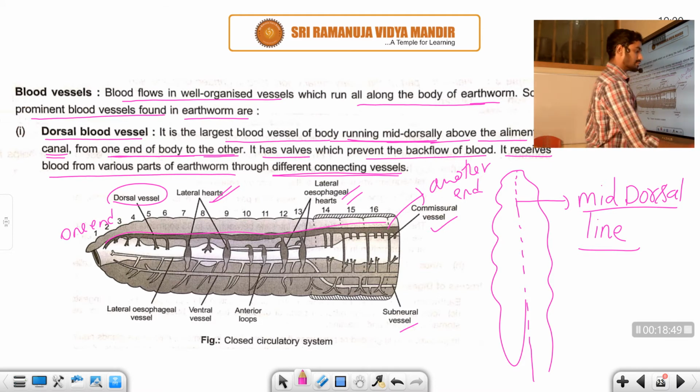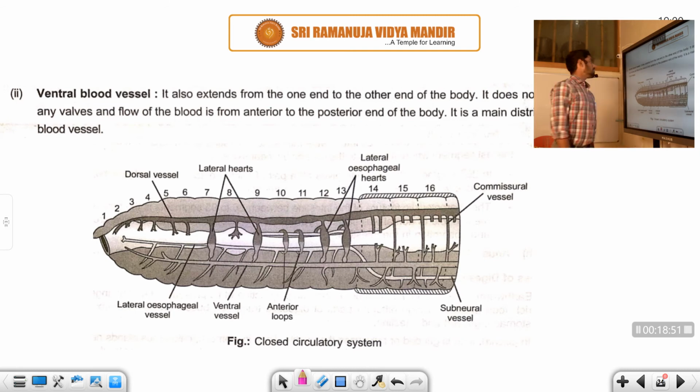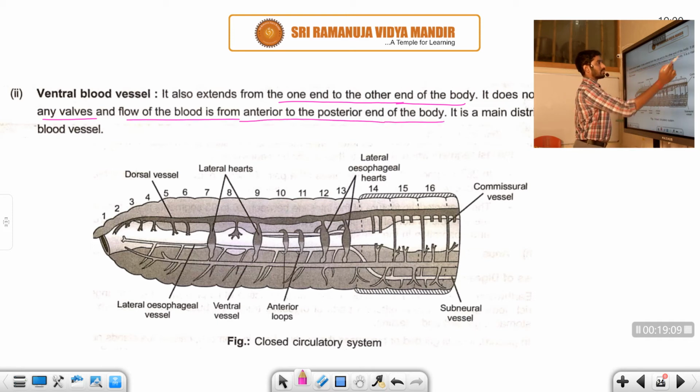Next, another one is the ventral blood vessel. They will ask one question. The ventral blood vessel here is also very important. It extends from one end of the body to the other end. It does not have any valves. The flow of the blood is from the anterior to the posterior end of the body.